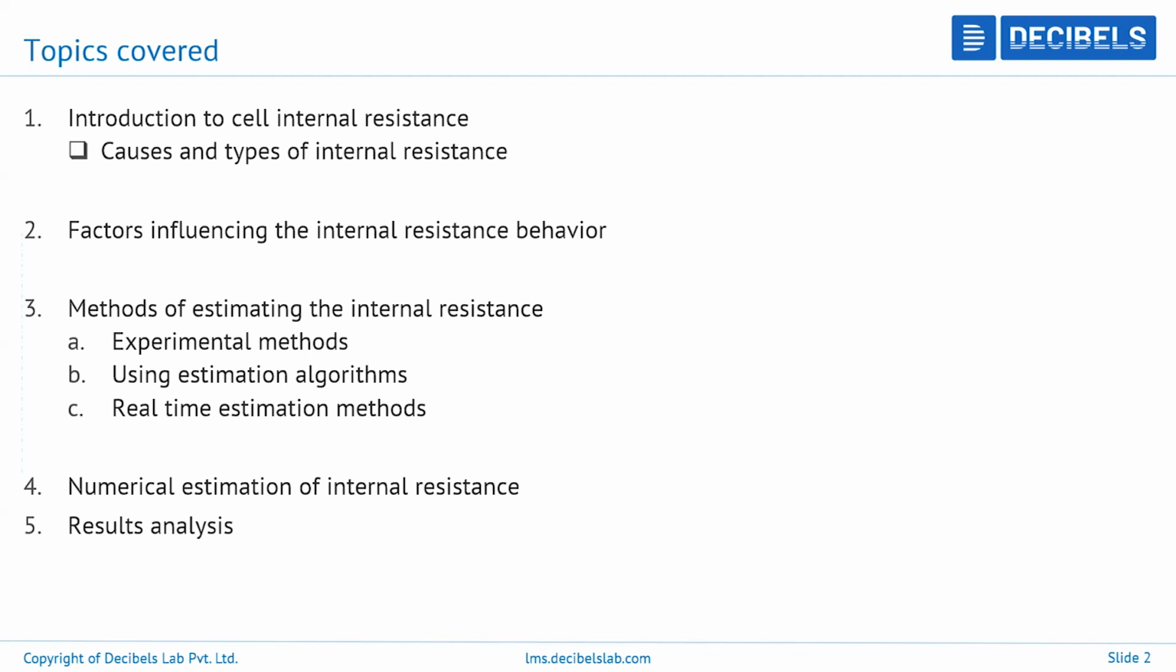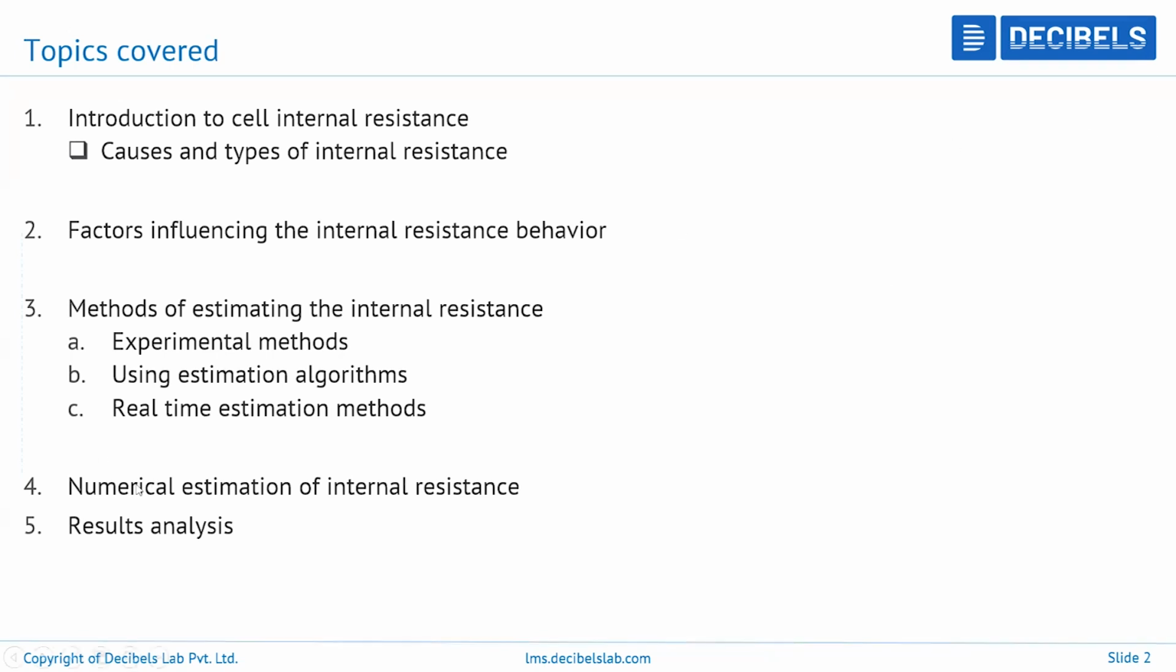Once we are through with these basics, then we come to the methods of estimating the internal resistance. Just as an overview, we'll be looking at the experimental methods. We'll be using some sample diagrams, or you can say test diagrams, to go through how the experimental methods will give us the internal resistance of the cell. Then we'll go into understanding the use of estimation algorithms. There are some models out there, basically model based. So how exactly the estimation algorithms work, and then real time estimation methods, especially how the IR is estimated in current real time usage.